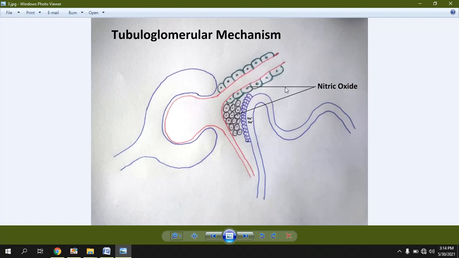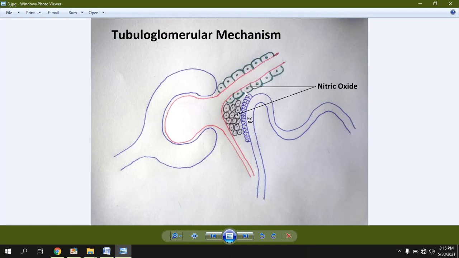The function of nitric oxide is to relax the smooth muscle of the arteriole. So when the secretion of nitric oxide is inhibited, that leads to the contraction of these arterioles. The macula densa inhibits the lacis cells and the juxtaglomerular cells from secreting nitric oxide. So the nitric oxide will be decreased, and when it is decreased, the relaxation is inhibited. So the relaxation is converted into contraction.